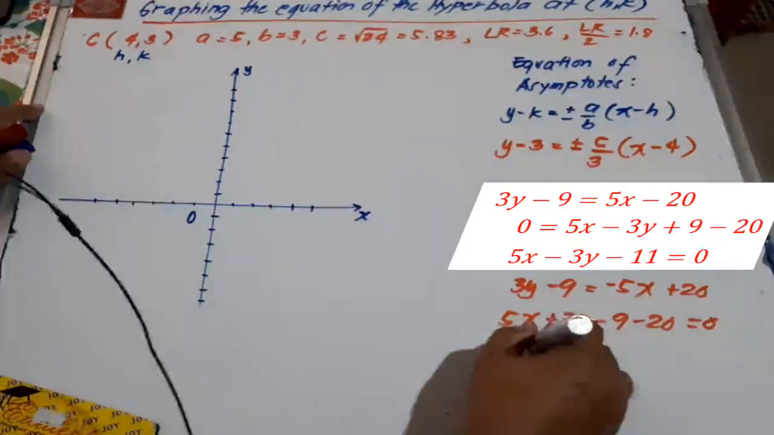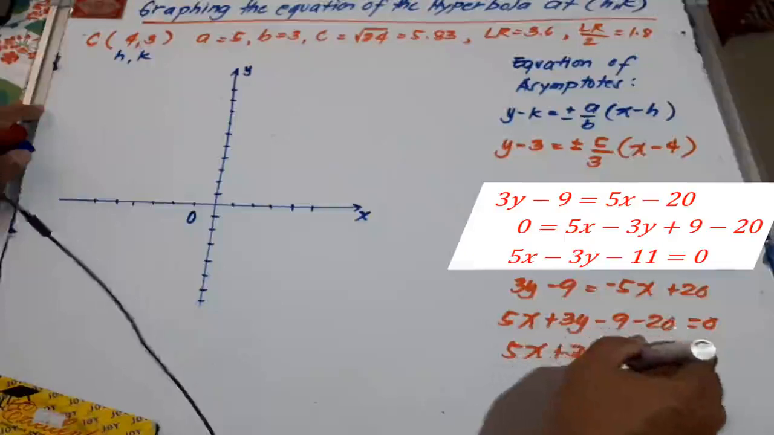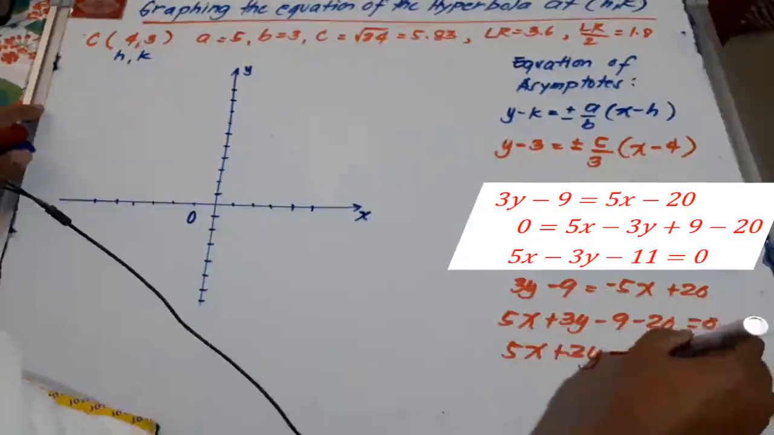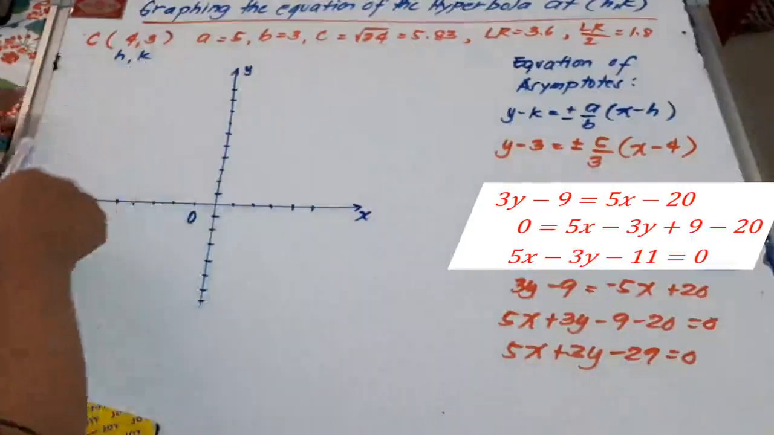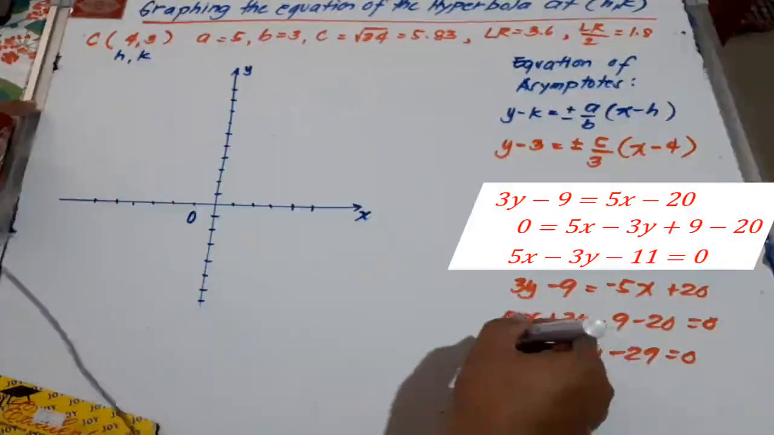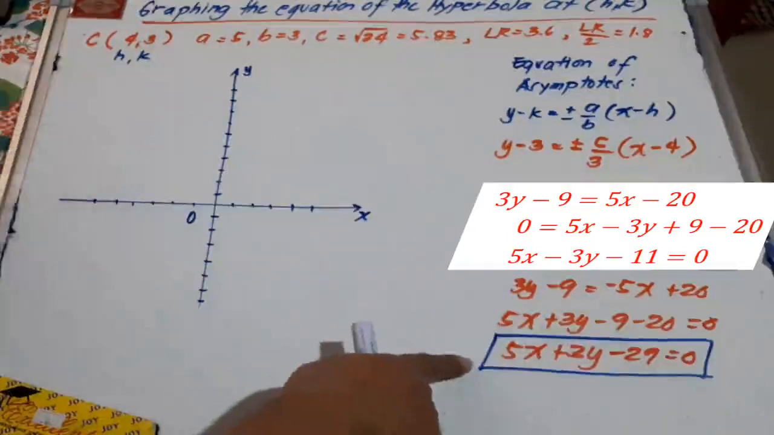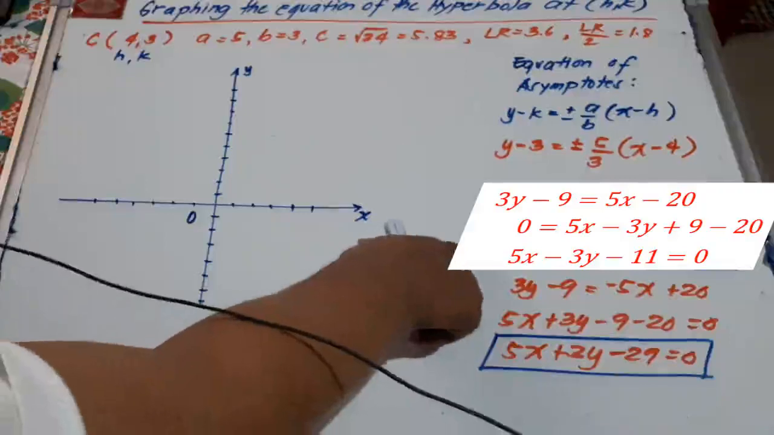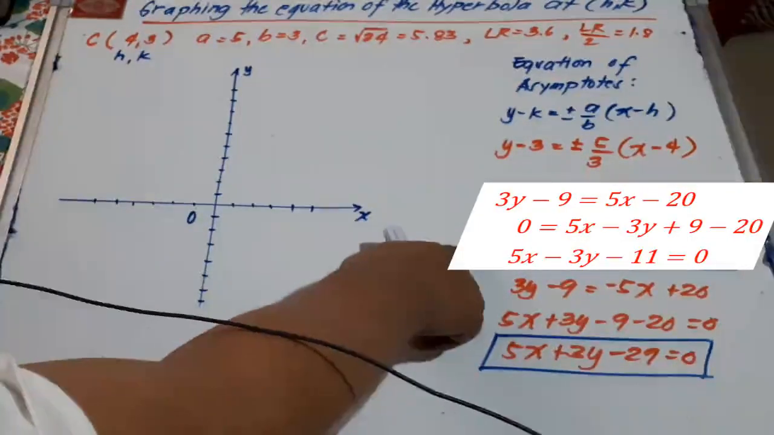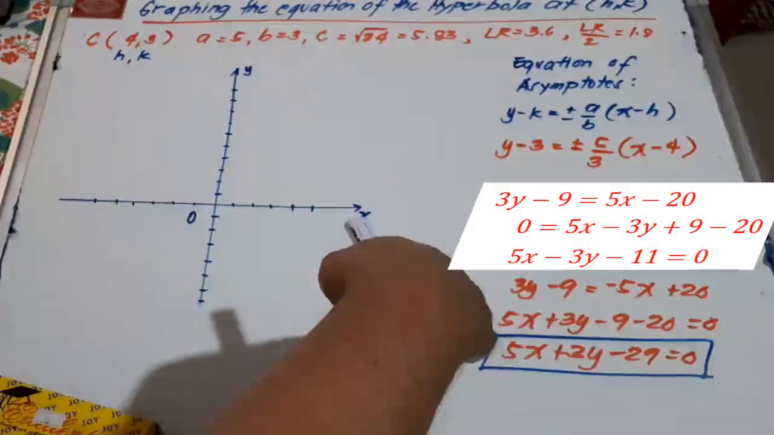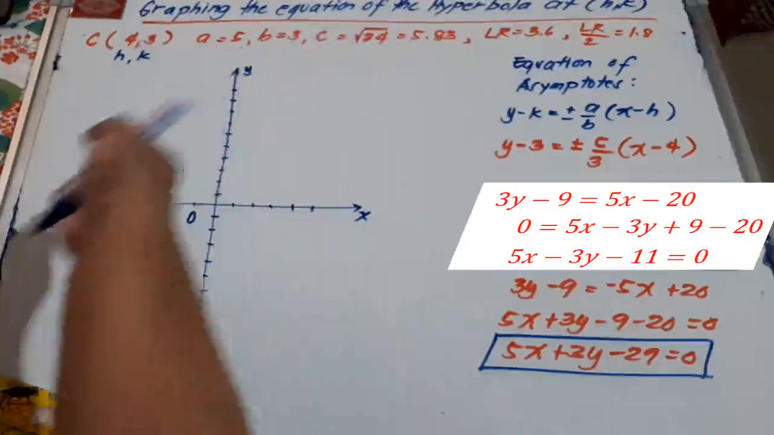So, we have 5x plus 3y minus 29 equals 0. So, yun yung equation ng asymptote, yung second equation. Ito yung negative ang ginamit nating 5 over 3. Ito yung positive yung ginamit nating 5/3. Okay? So, ibig sabihin, ito yung papaganito.